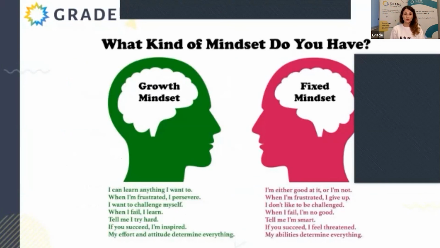So a person with a growth mindset would say, I can learn anything I want to. If I try hard, when I fail, I learn. With a fixed mindset: when I fail, I'm no good. I'm either good at it or not. It's a one-time chance. I don't like to be challenged.